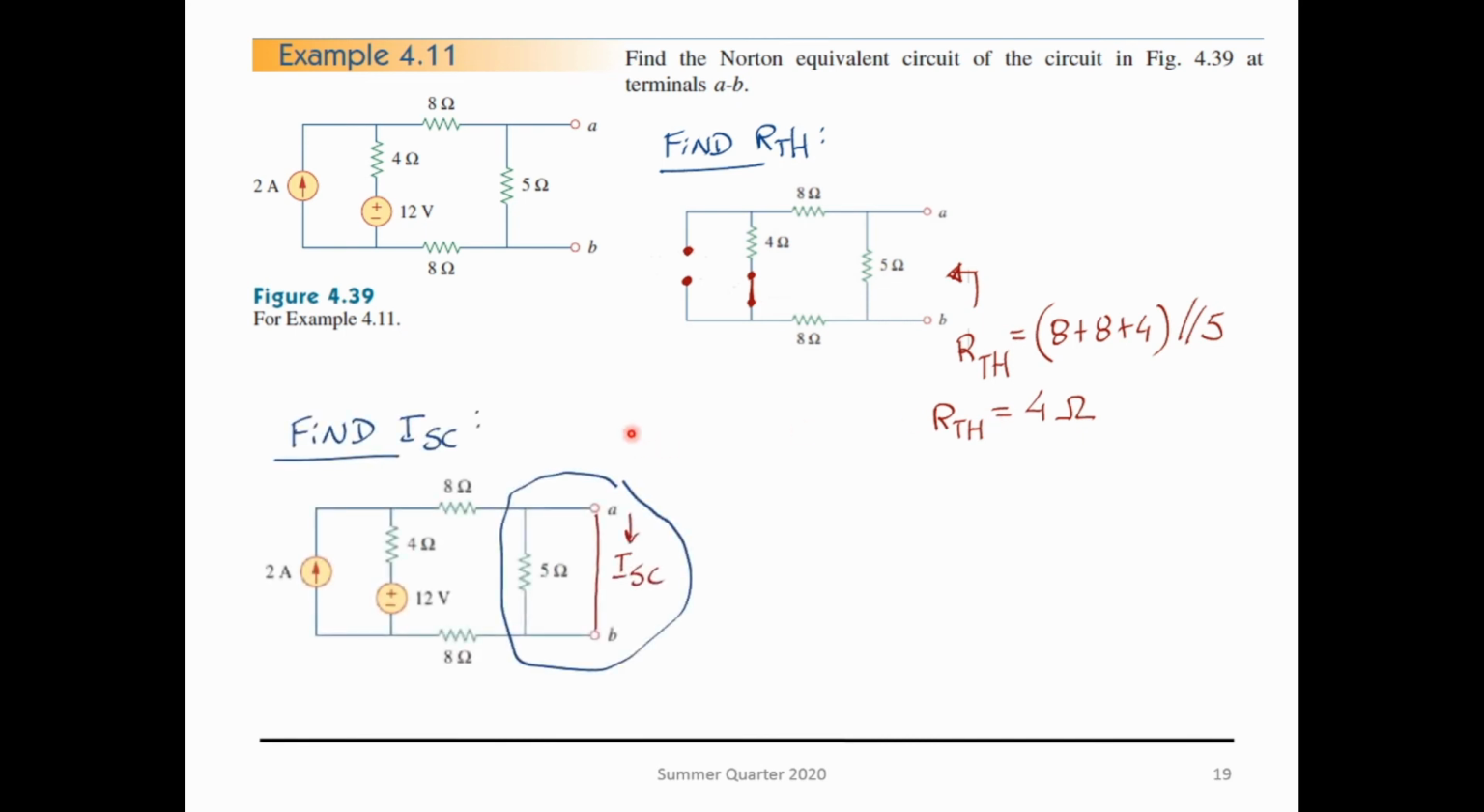And we want to find now our short circuit current, and this is done by short circuiting the terminals and finding which current is passing there.